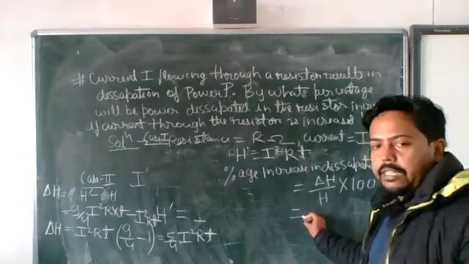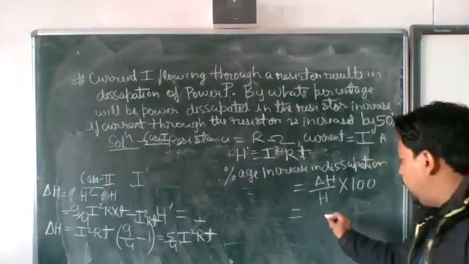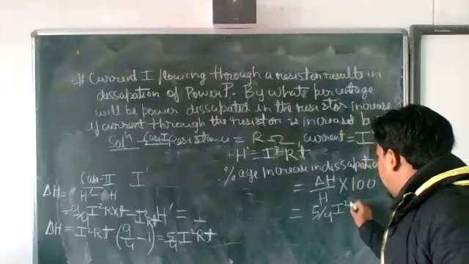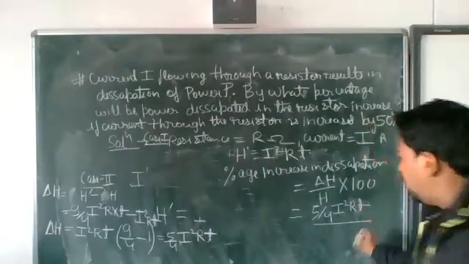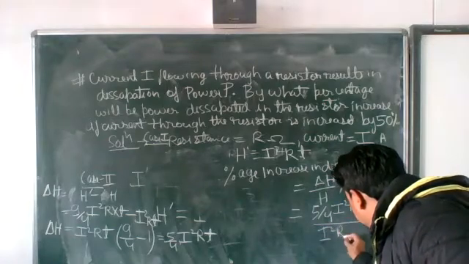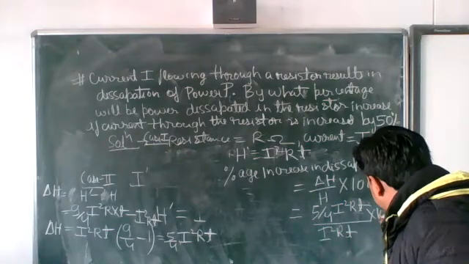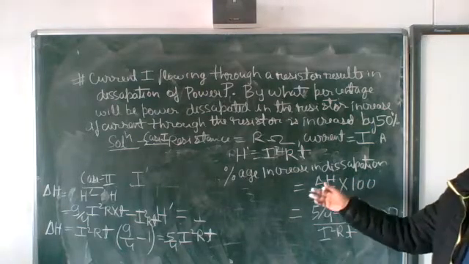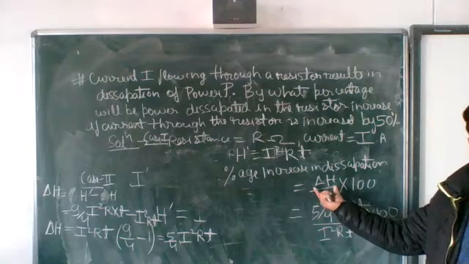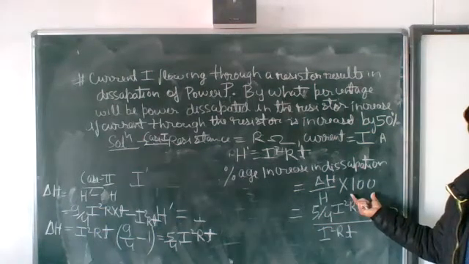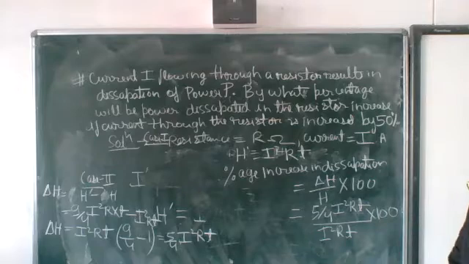So I know the value of delta H: it is 5 upon 4 into I square R into T, upon original H. The original H we know is I square R into T into 100. That is how we calculate the percentage increase. If we find the increment, and we know the initial value of the heat generated, and multiply by 100, we get the percentage increase.